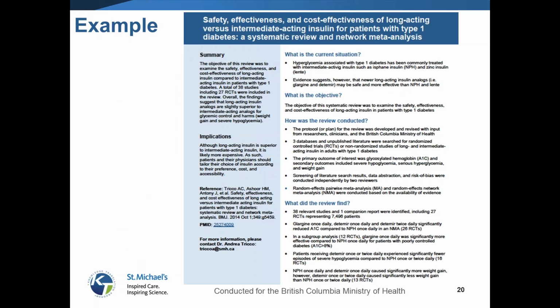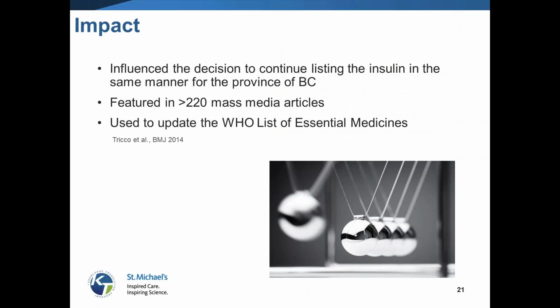So this is an example of a systematic review and network meta-analysis that we did for long-acting versus intermediate-acting insulin for patients with type 1 diabetes. This was actually done for our knowledge users from the British Columbia Ministry of Health. And this influenced the decision. They were listing the agents in British Columbia in a certain way, and our results actually supported the way that they were listing it.